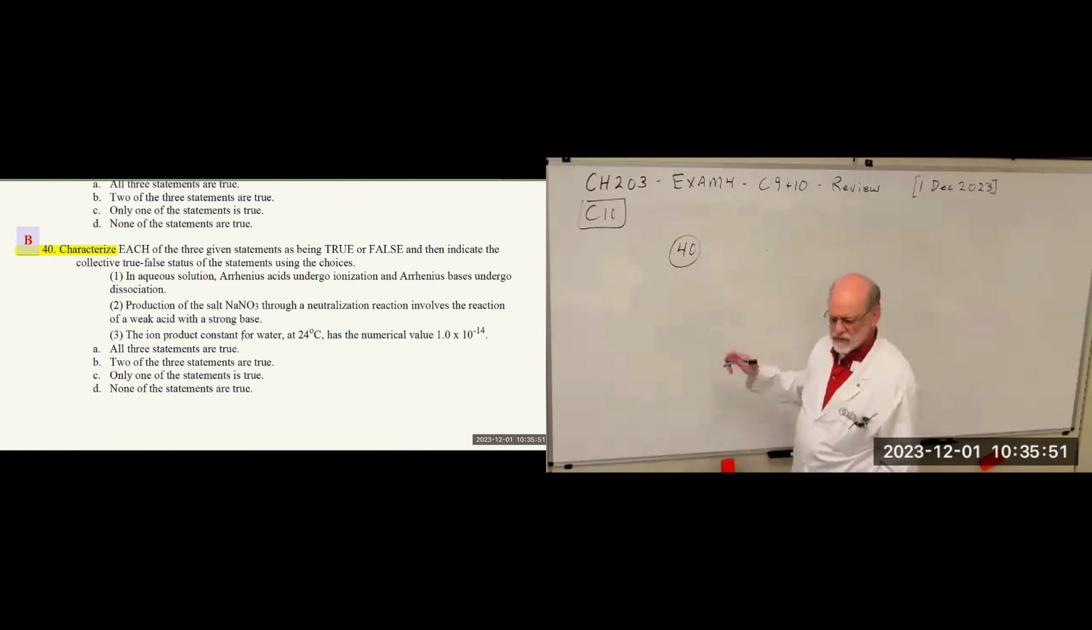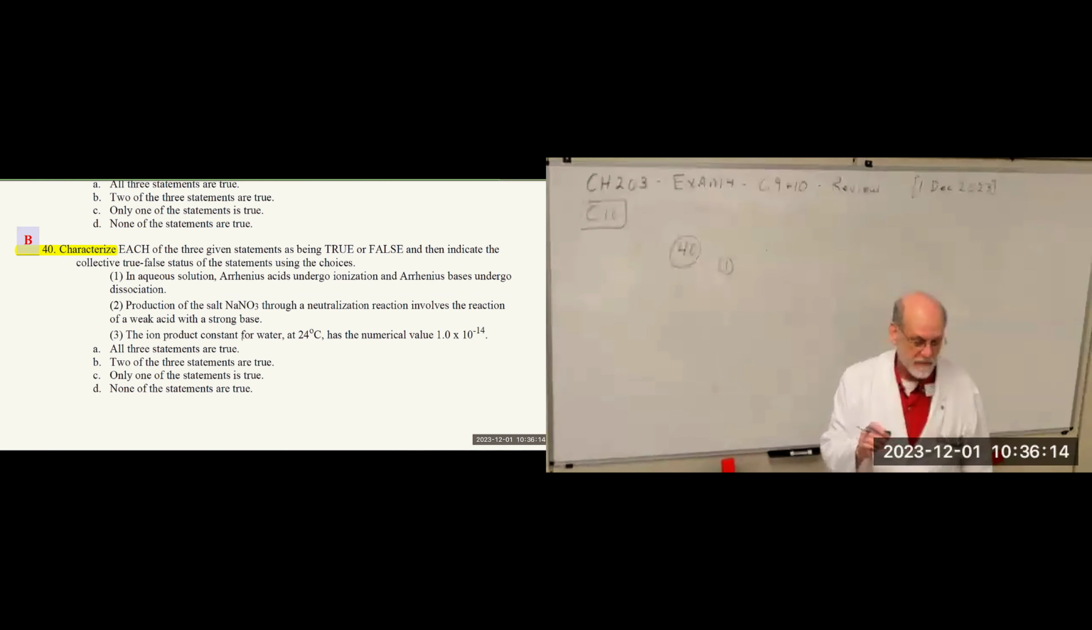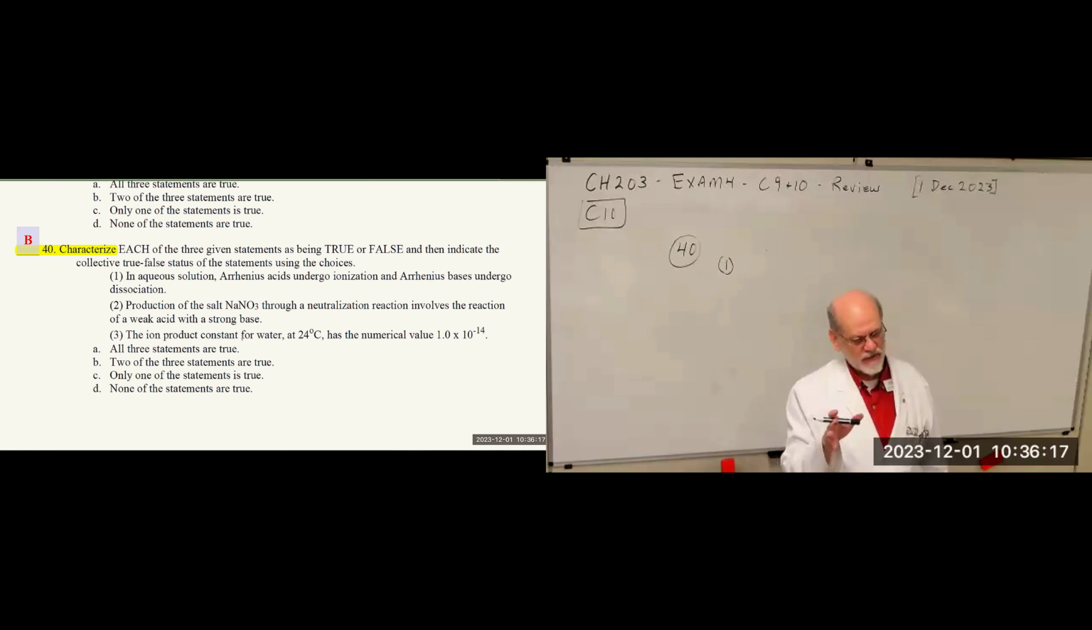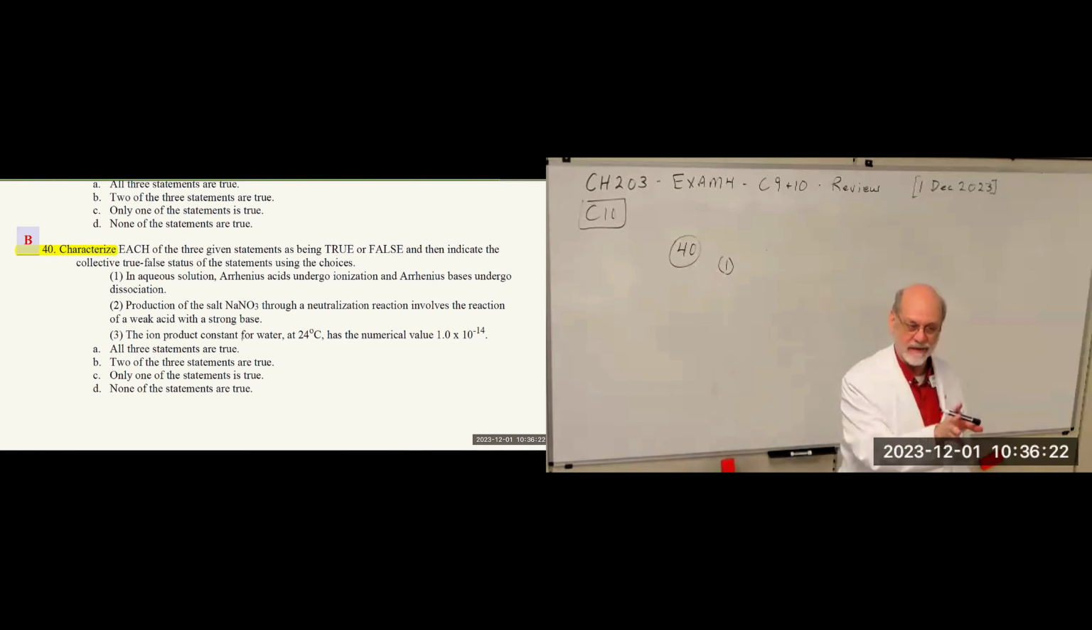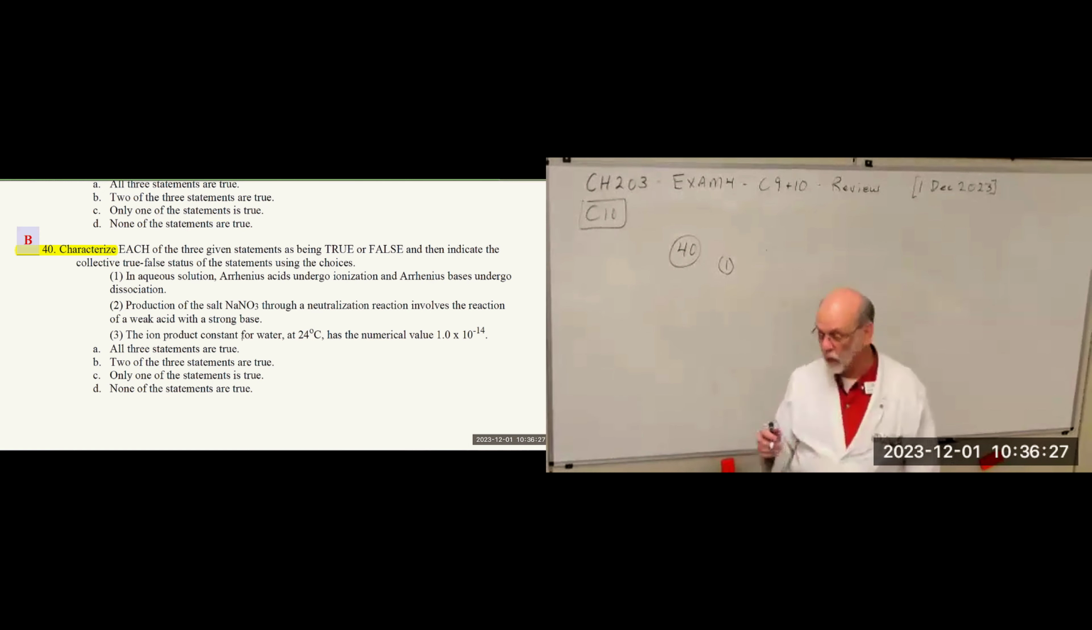1, in aqueous solution, Arrhenius acids undergo ionization and Arrhenius bases undergo dissociation. That's true. Because the acids, the hydrogen attached to the acid is covalently bound, so it must be ionized. You have to break the bond and make the ion. Whereas in the Arrhenius base, you have the hydroxyl, which is already HO minus, attached to some metal. And that's an ionic bond. So they simply dissociate. So 1 is true.